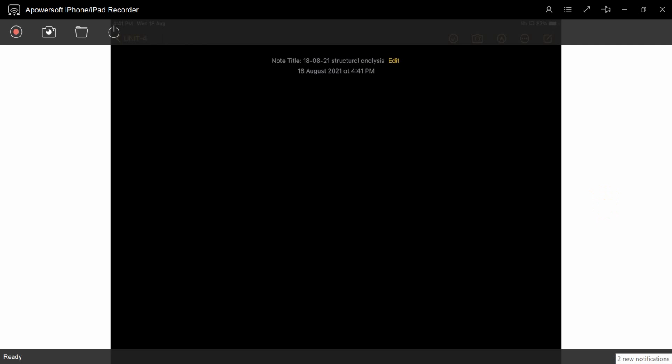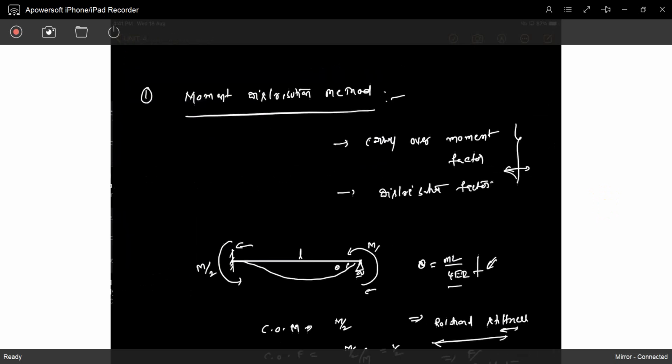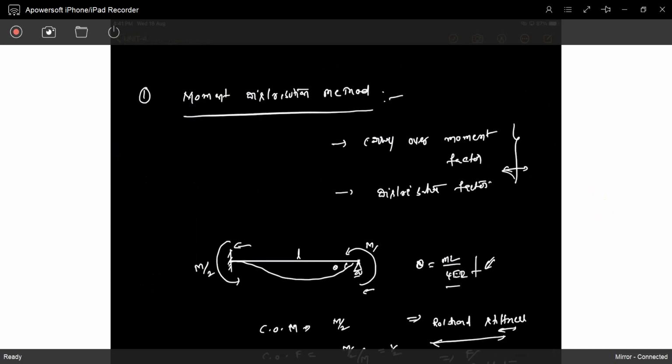Is a moment distribution method. So once again, you can see what is the moment distribution method. There is no calculations. Just distribute moment between the joints. That's enough. No need to calculate rotations.